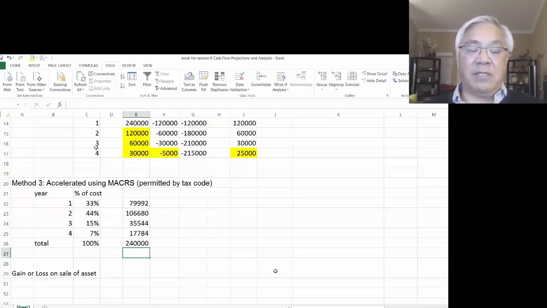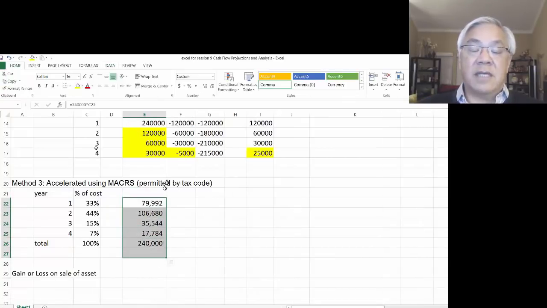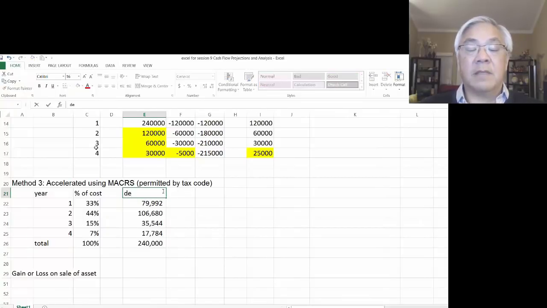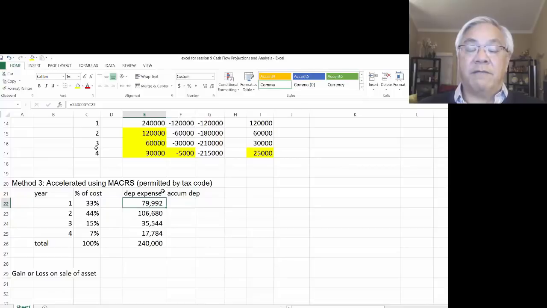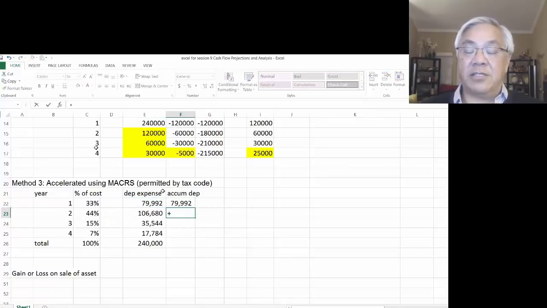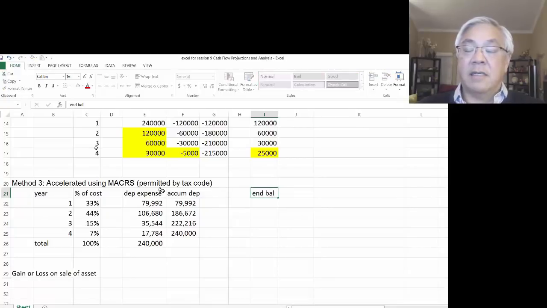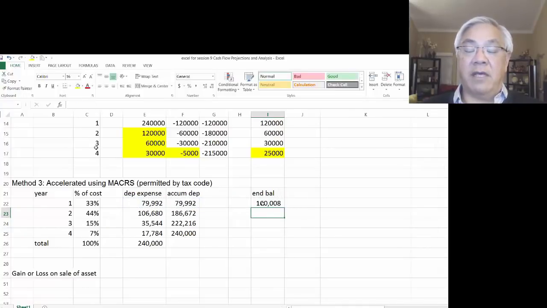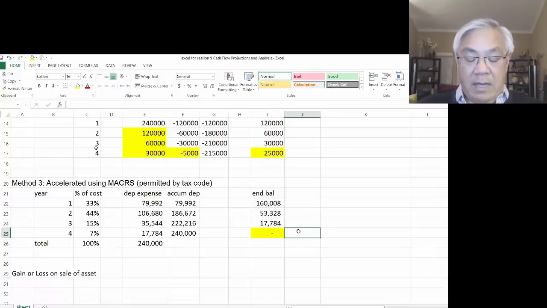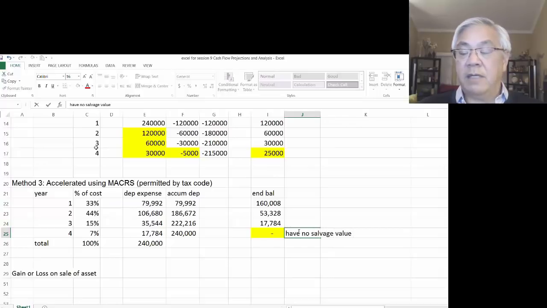There is no salvage value in MACRS, and we take this schedule of depreciation. So this is the annual depreciation. And the accumulated, just to be parallel with the other. First year, it's just that, it's first year. Second year, it's the last year's plus the new one. We copy that. When we get to an ending balance, the first year is 240 minus the depreciation expense. The following year, it's the ending balance minus the depreciation, and we carry that through the entire period. And notice this goes to 0 by definition. We have no salvage value in MACRS.